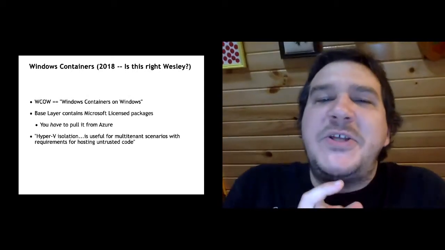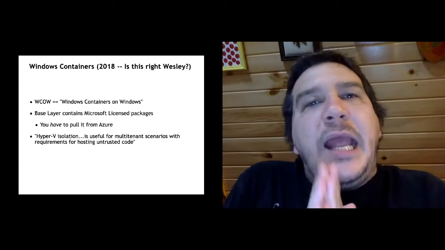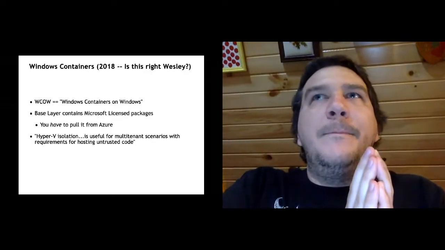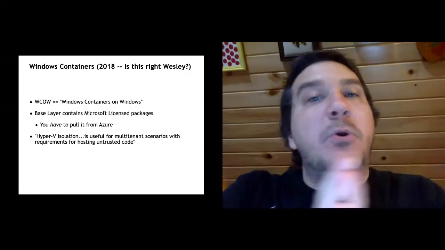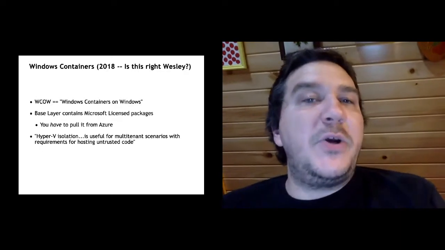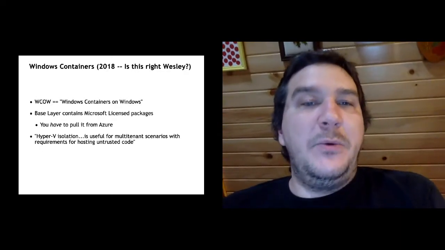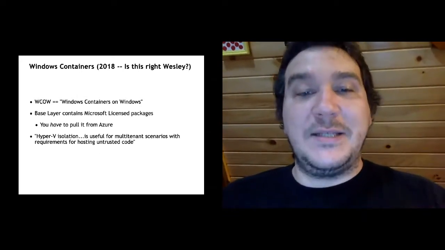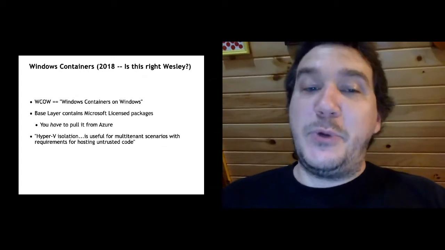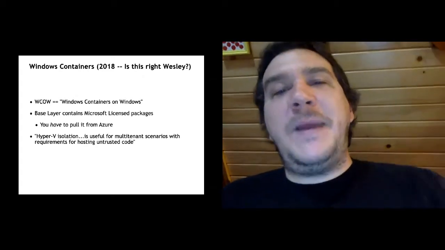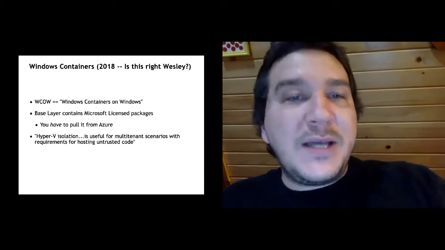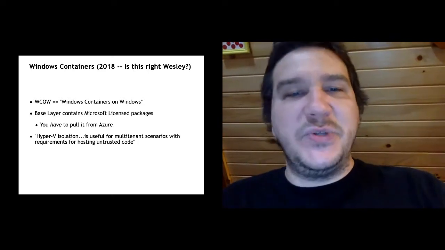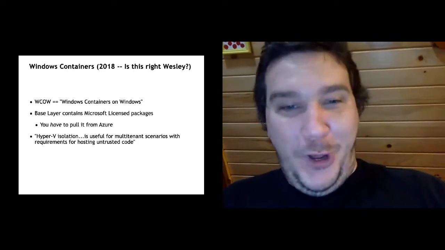So there's that. There's also the question I'm always interested in: are this platform's containers good for protection? Are they designed for convenience or are they designed for security? Microsoft doesn't answer that question outright, but they do put a blurb in the Windows containers documentation. They say, Hyper-V isolation is useful for multi-tenant scenarios with requirements for hosting untrusted code. What they're basically saying is that this normal process level isolation, what we've been talking about so far as OS virtualization, isn't really what you want for untrusted code.